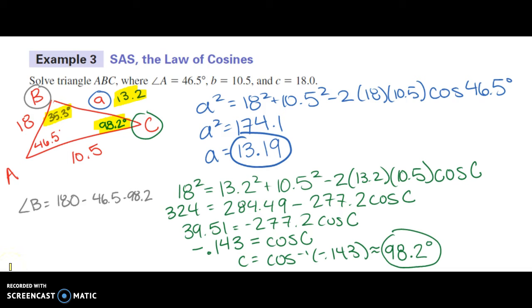Okay, you can see I finished here by solving for side A first up here, plugging in the whole right side of my calculator. Then I solved for angle C. I had to subtract and divide. Then I solved for angle B by adding them up and subtracting from 180. And there's my triangle. Check your work.